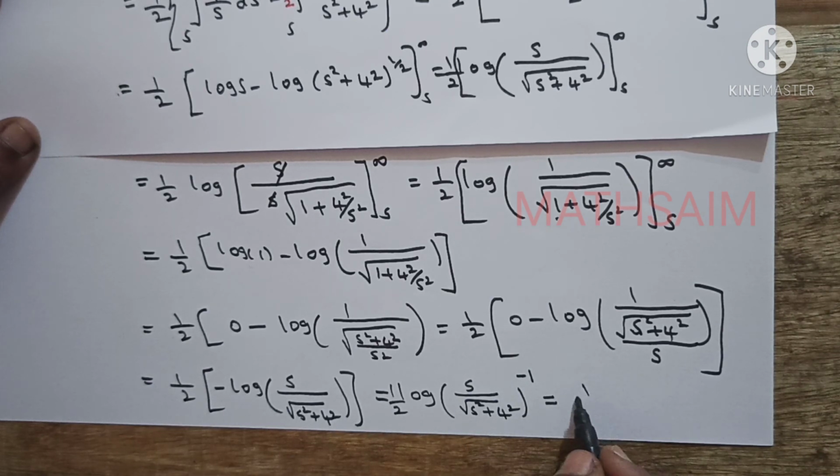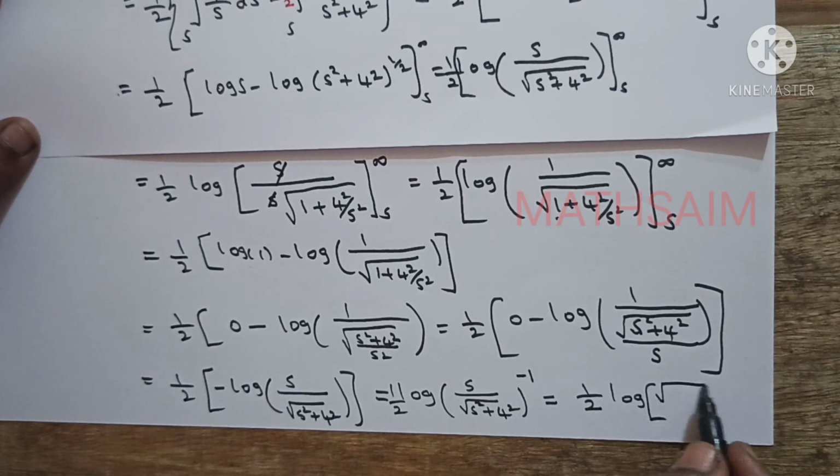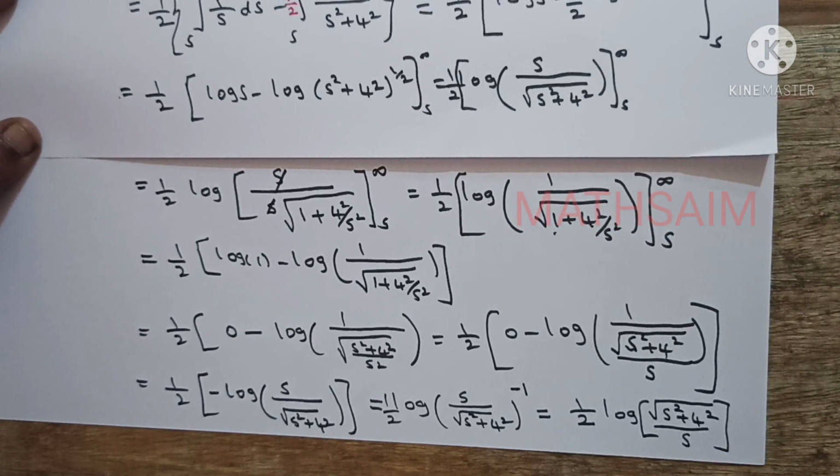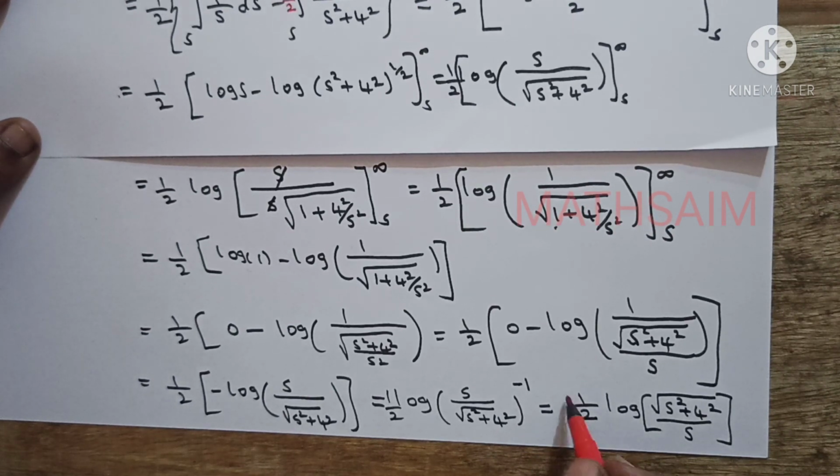Now this will be 1 by 2 into log of the reciprocal of this one, square root of s square plus 4 square by s. That's all. This is the answer of the given problem: 1 by 2 into log of square root of s square plus 4 square by s. That's all.